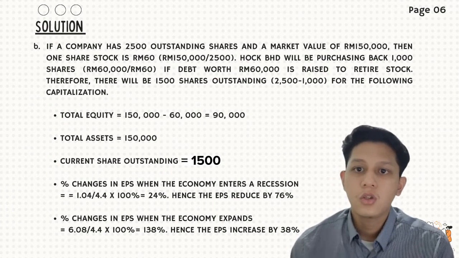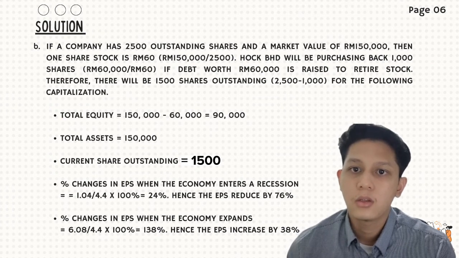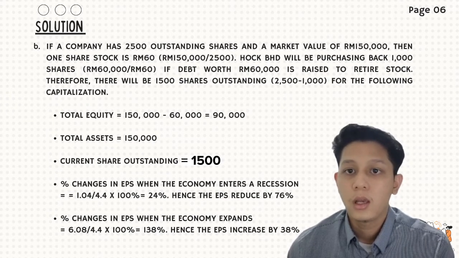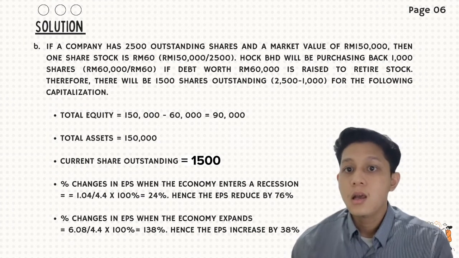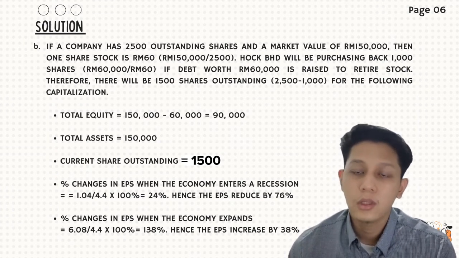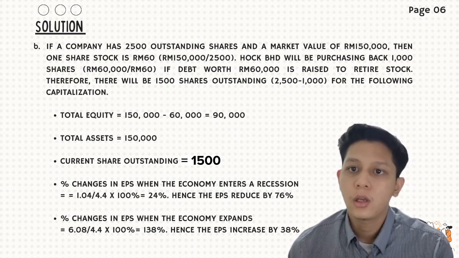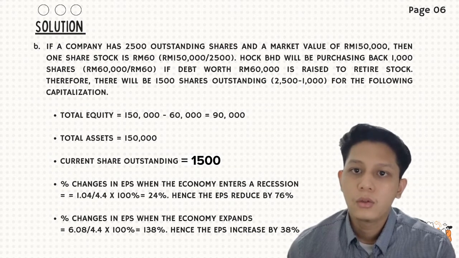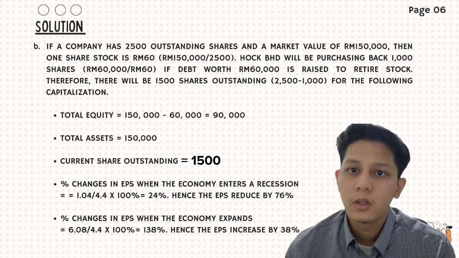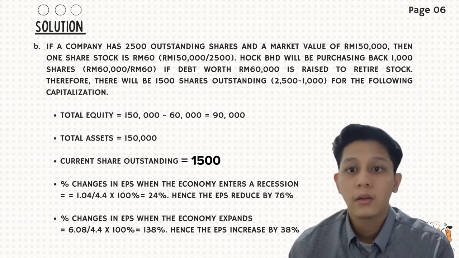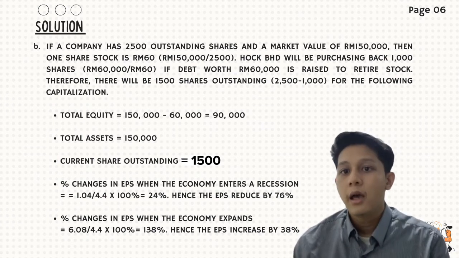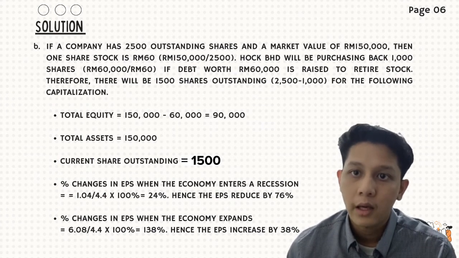For the percent change in EPS when the economy enters a recession, it is equal to 1.04 divided by 4.4 times 100, which gives 24%. Hence the EPS is reduced by 76%. Next, for the percent change in EPS when the economy expands, it is equal to 6.08 divided by 4.4 times 100%, so we get 138%. Hence the EPS is increased by 38%.